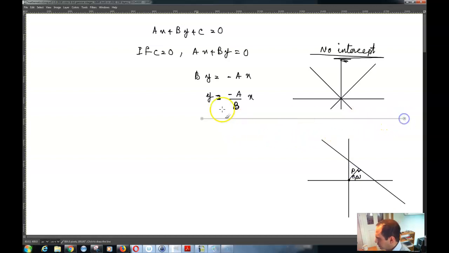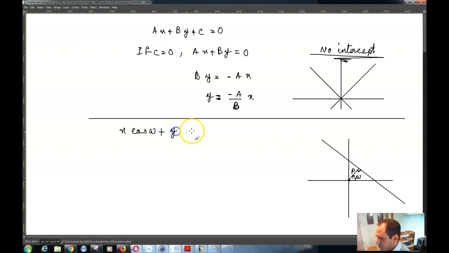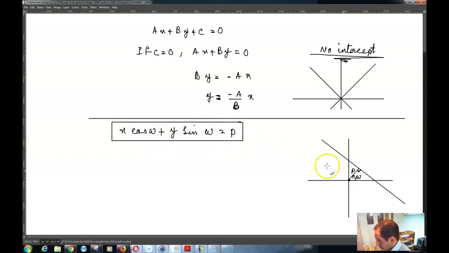then I can say that x times cos omega plus y times sine omega is equal to p. That way we could write the equation of the line. So now this is called the normal form.